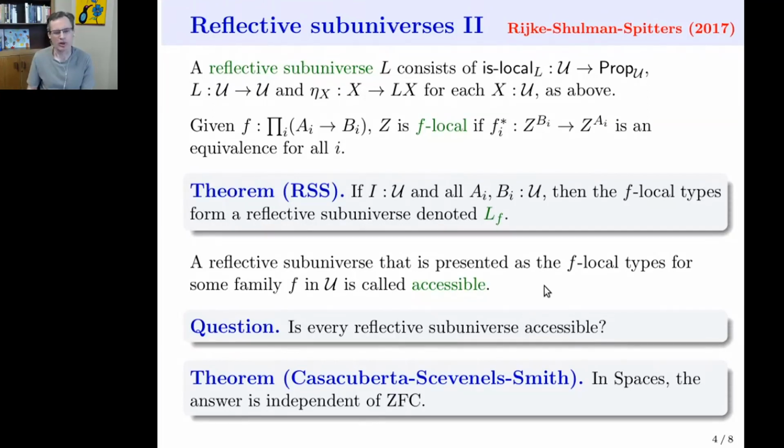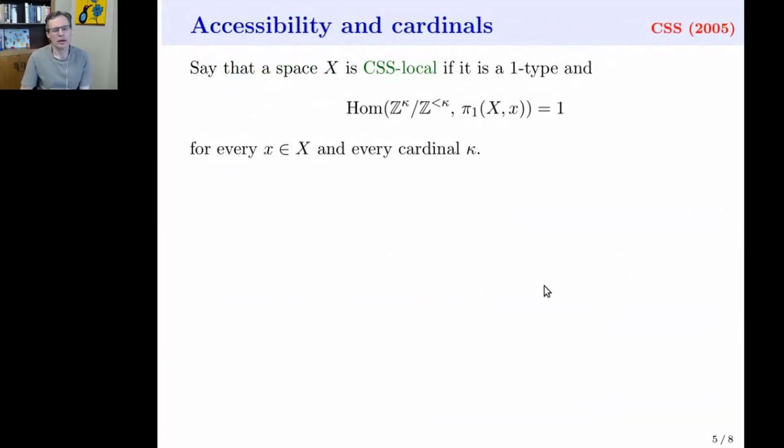Okay, so let me tell you more precisely what they did. So now I'm back to topological spaces, and I made up this terminology to describe the spaces they study. A CSS local space is one that's a one type, and it has the property that when you take group homomorphisms from this group that I'll describe to every fundamental group of your space, you get that there's only one. There's only the trivial group homomorphism. So, and this should be true for every base point, for every cardinal.